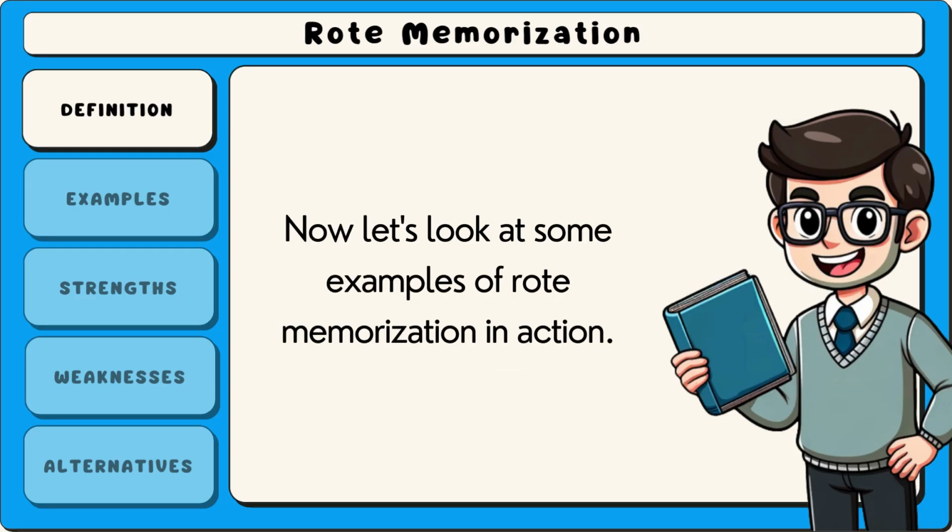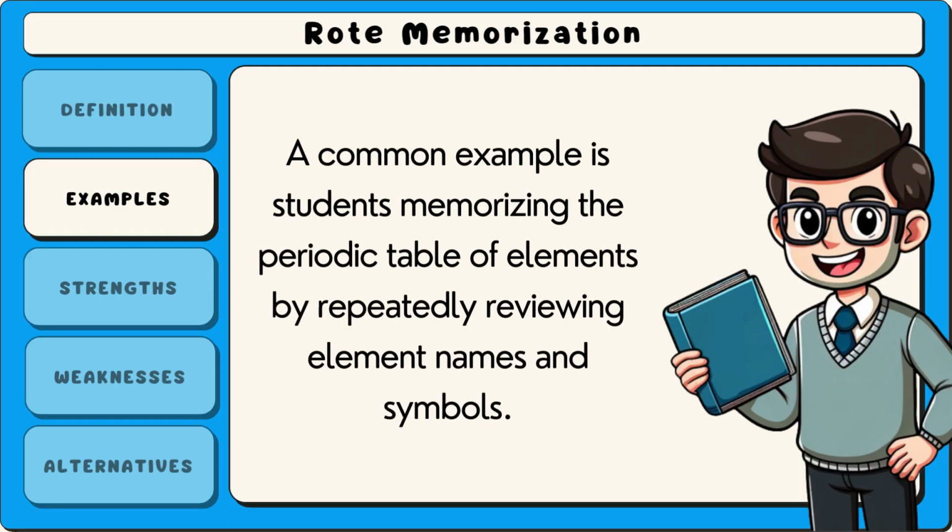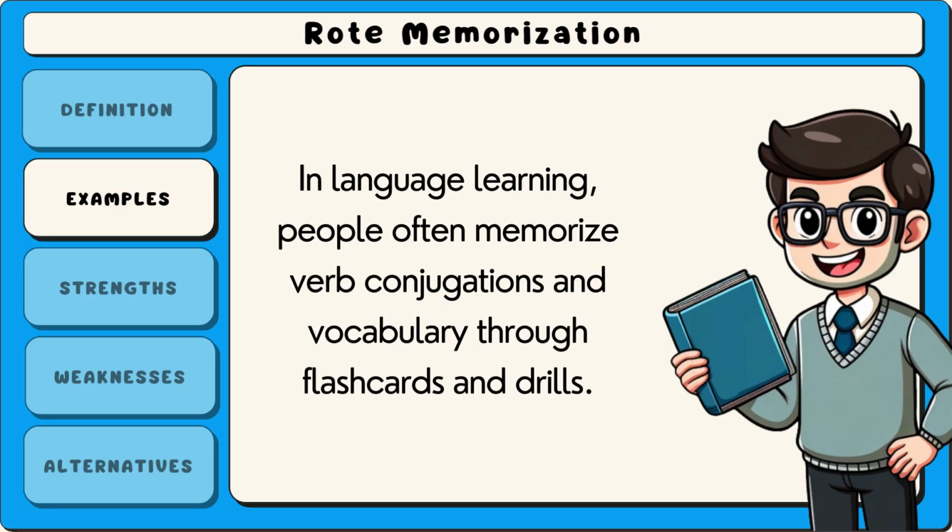Now let's look at some examples of rote memorization in action. A common example is students memorizing the periodic table of elements by repeatedly reviewing element names and symbols. In language learning, people often memorize verb conjugations and vocabulary through flashcards and drills.